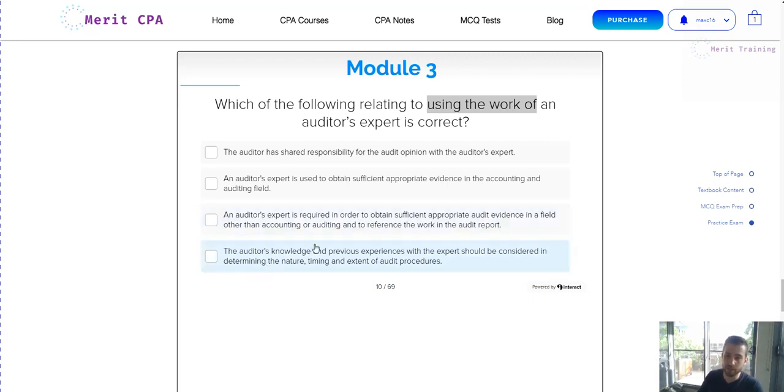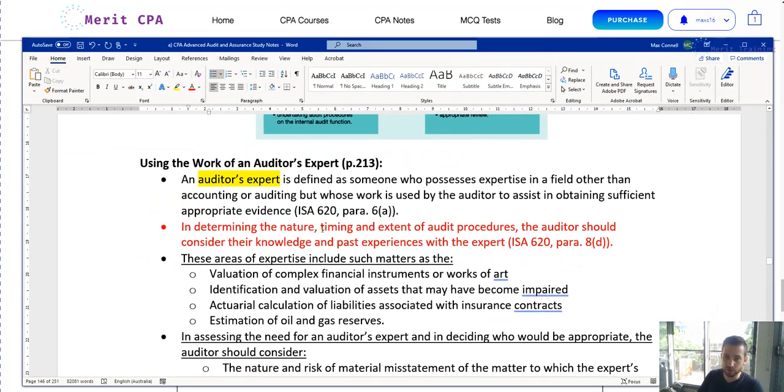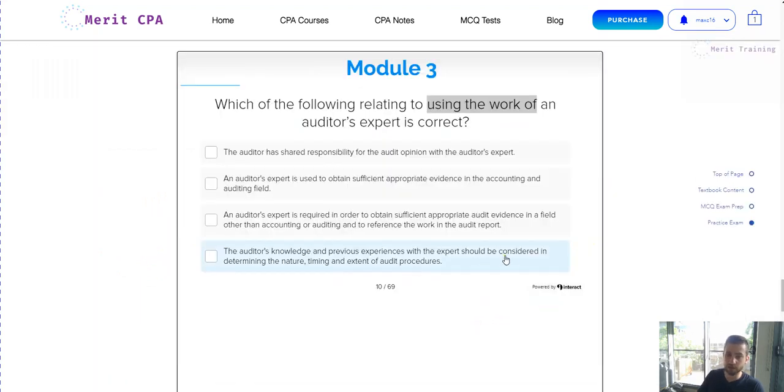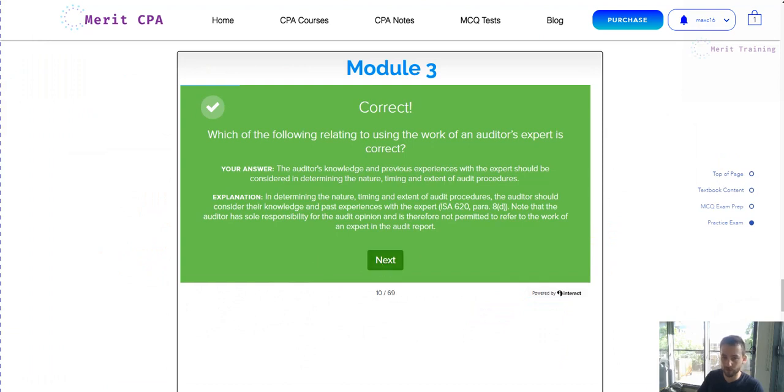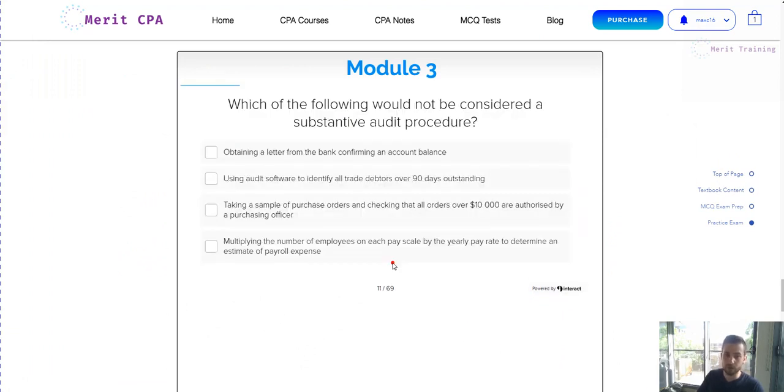And then finally D. Even if you weren't sure about C, we know that D is the correct answer because this matches the wording we just went through in the notes over here, which is, in determining the nature, timing, extent of audit procedures, the auditor should consider their knowledge and past experiences with the expert per ISA 620, paragraph 8D. Clearly that matches this wording almost perfectly. So we're going to go with that as the correct answer, and that is the correct answer. Cool. All right, next question.